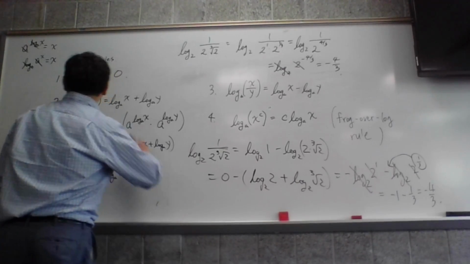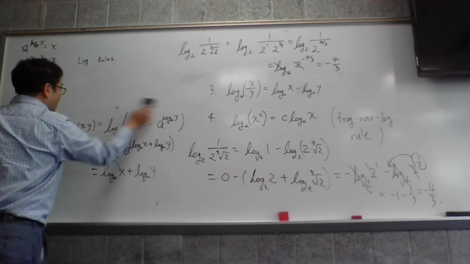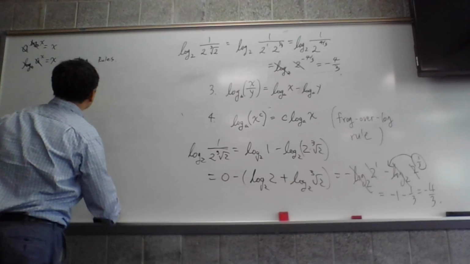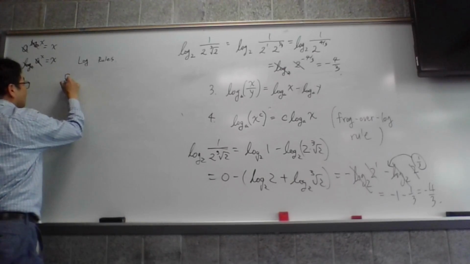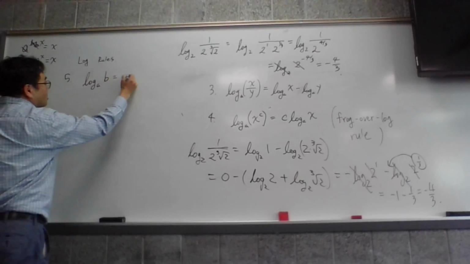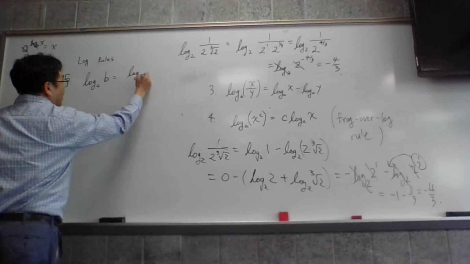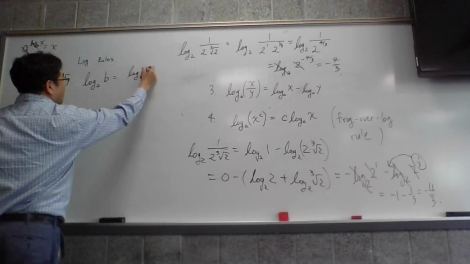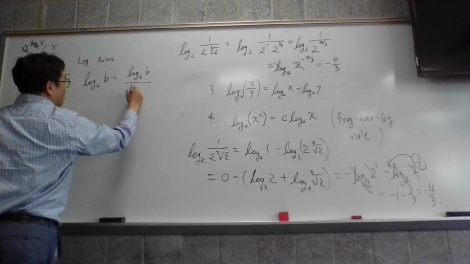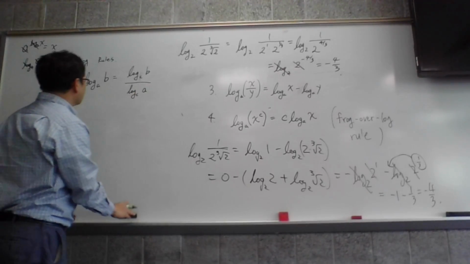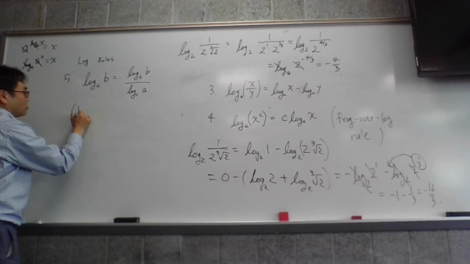Now, lastly of the log rules, I want to discuss this last one, which is called the base change formula. Log A of B is log C of B over log C of A. And this one is called the base change formula.